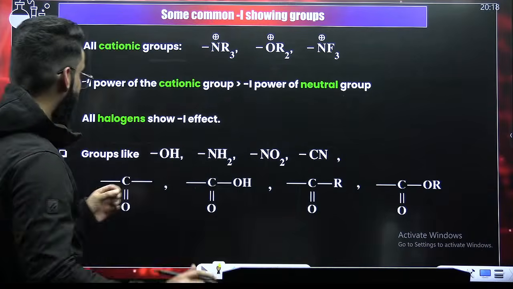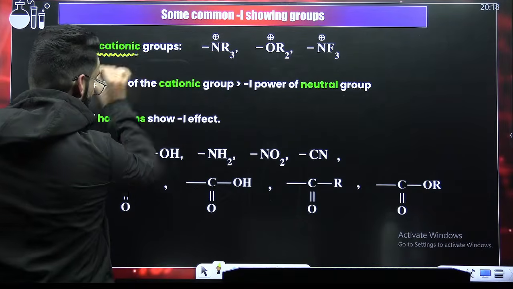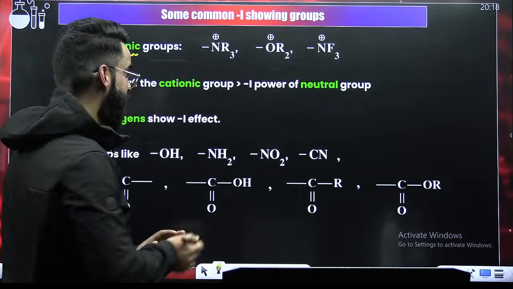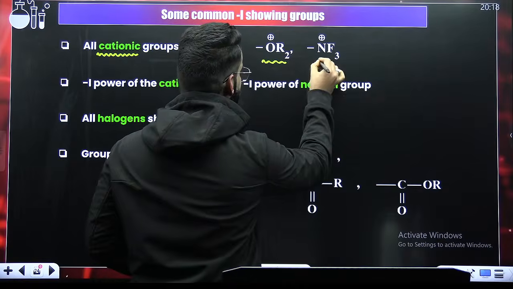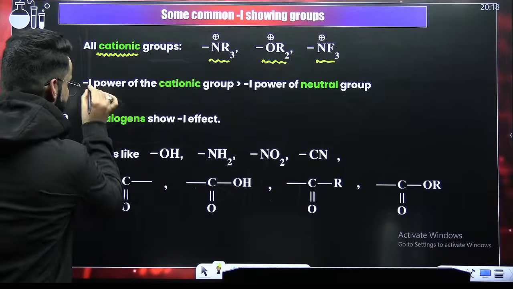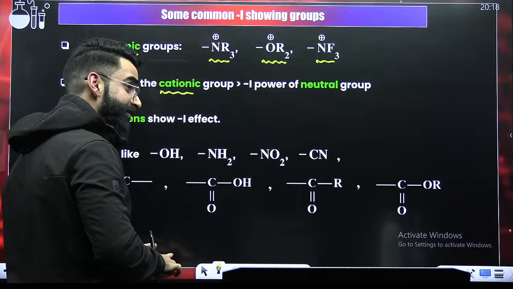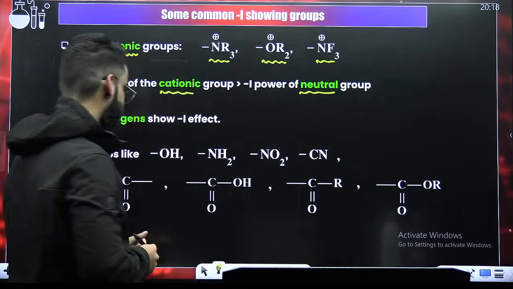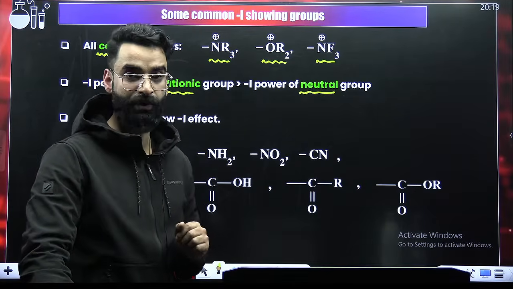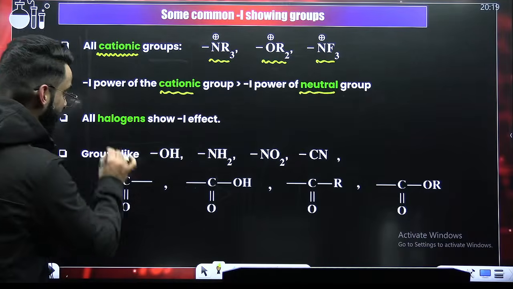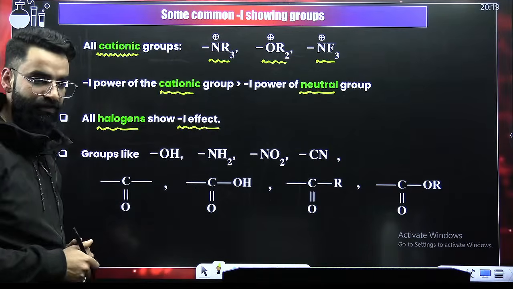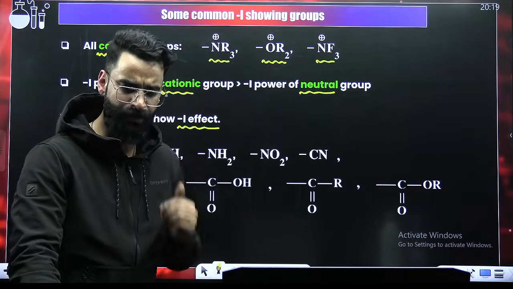And all your cationic groups, those groups which carry positive charge, they are electron withdrawing. They show minus I power. They show minus I effect. And remember, minus I power of the cationic group will be greater than that of the neutral group. Right? And all your halogens, fluorine, chlorine, bromine, iodine, they show minus I effect, minus inductive effect. These are a few points, my dear students, which you need to remember.